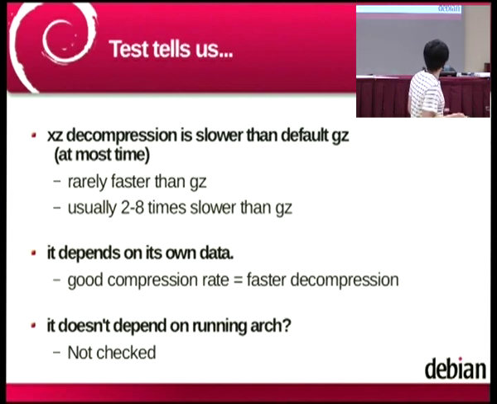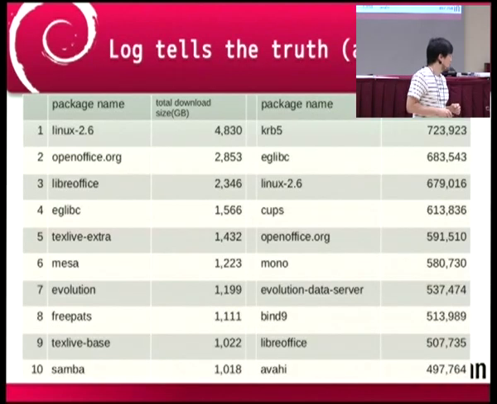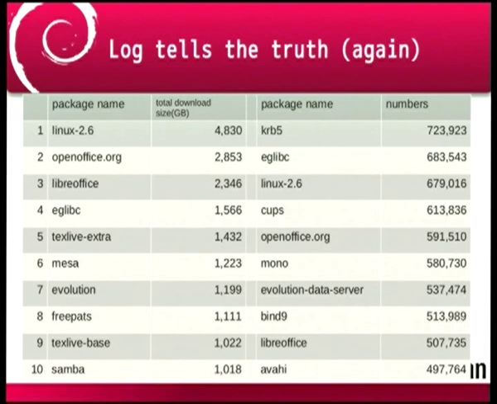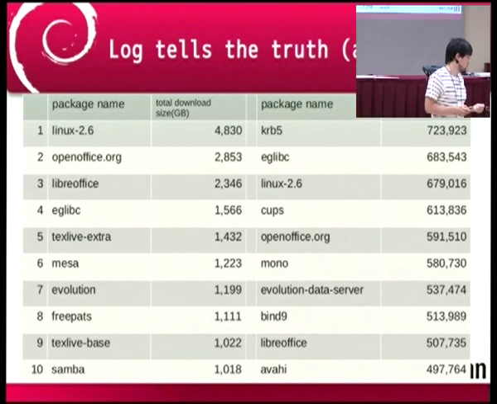And the other architectures that I've not checked. And from the download log file, some packages are downloaded so many times, like the Linux image package or OpenOffice, now LibreOffice, with a lot of downloads. Yes. And glibc, texlive, evolution, Samba. Their total download size is so huge. And some packages, Kerberos, CUPS, Mono, Bind, a lot of times downloaded.